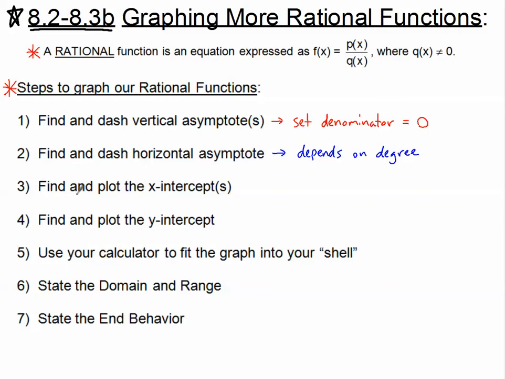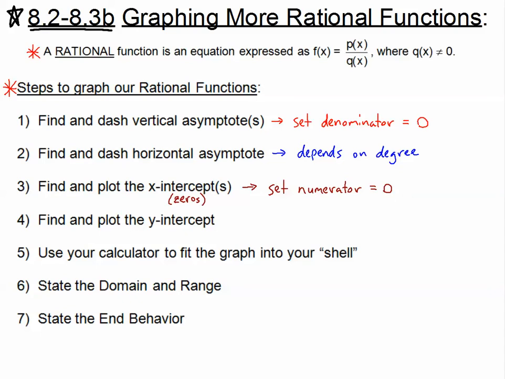Step 3, find and plot any x-intercepts. Now, x-intercepts are otherwise known as zeros, and zeros come from the numerator. We're going to set the numerator equal to 0, and that should give us any x-intercepts.